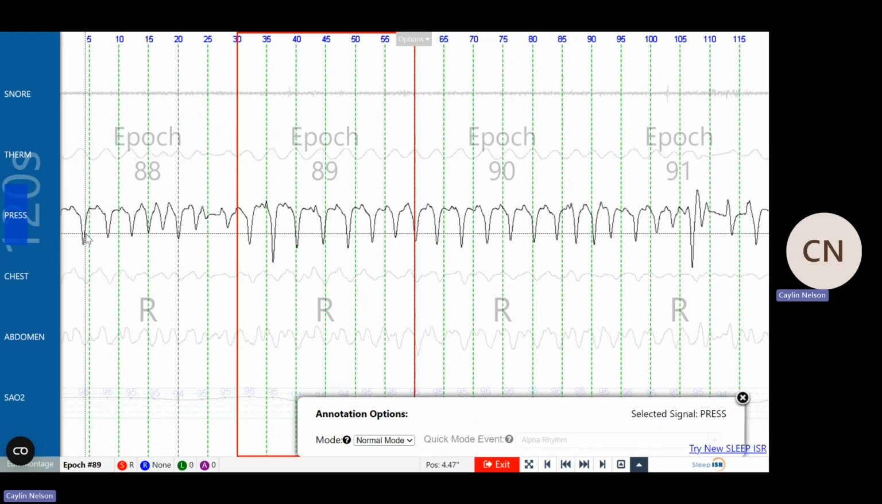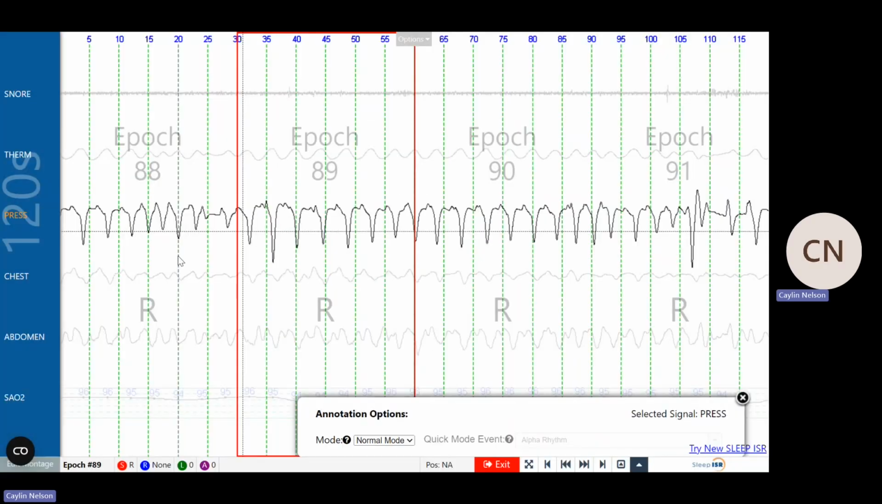So again, we start to see some changes in the airflow. The frequency as well as the amplitude changes a lot. When it comes to REM, you get a lot of mixed frequency airflows. So sometimes they'll be breathing faster, sometimes they may be breathing a little slower. It kind of just jumps around.